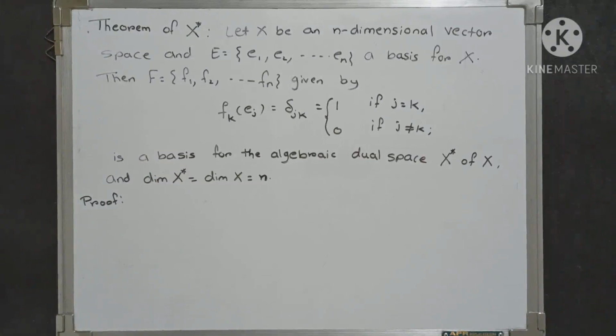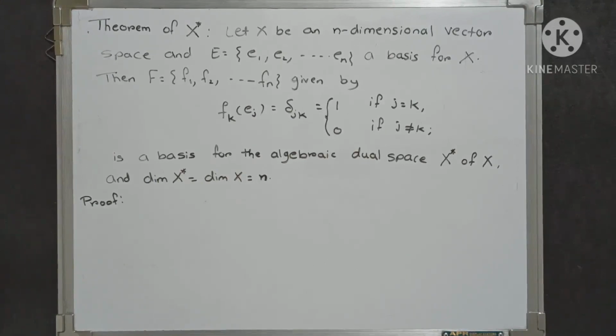Now in this lecture we see the theorem about the algebraic dual space X star of the vector space X, and the statement is: let capital X be an n-dimensional vector space and capital E be the set of all E1, E2 up to En, a basis for capital X. Then capital F equals the set of all F1, F2 up to Fn, given by Fk of Ej equals delta jk, that is equal to 1 if j equals k and equal to 0 if j not equals k, is a basis for the algebraic dual space X star of X, and dimension of X star equals dimension of X equals n.